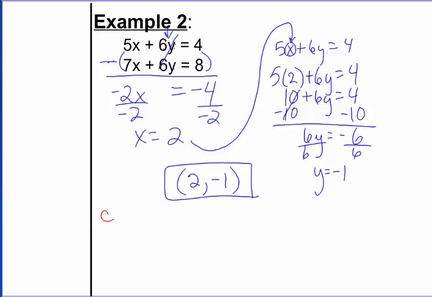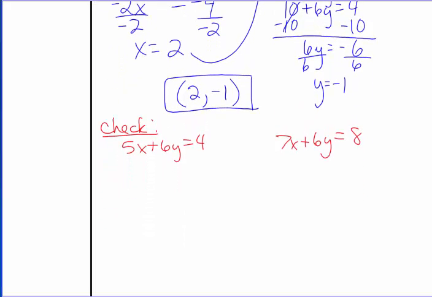Okay, a real quick check. We have 5x plus 6y equals 4. Our other equation is 7x plus 6y equals 8. And we're going to check that our value works. Remember, that's the x value, that's the y value, so we're going to plug them in. 5 times x, which is 2. 6 times y, which is negative 1.